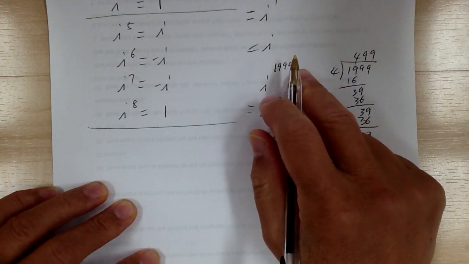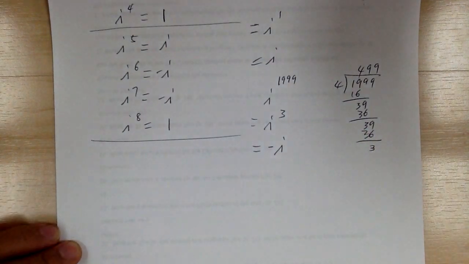So that's how you simplify high exponents of imaginary numbers.